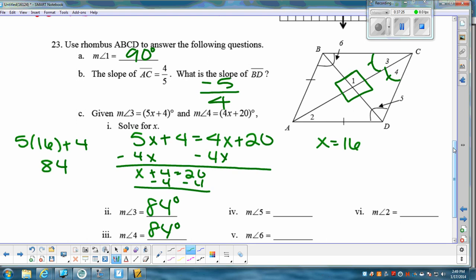Well, your diagonal bisects the opposite angles, which means that since angle 2 is part of the opposite angle from 3 and 4, angle 2 is also 84 degrees.